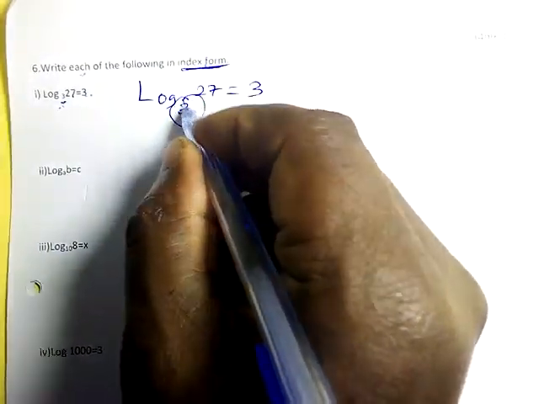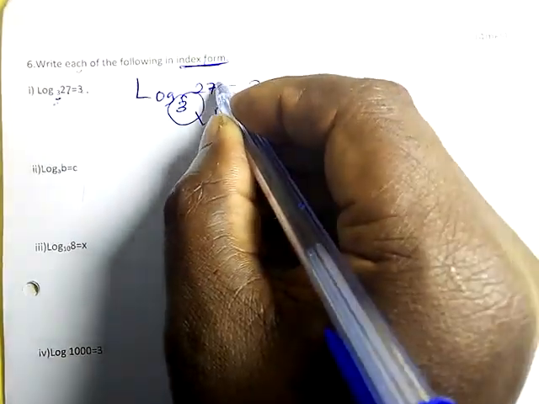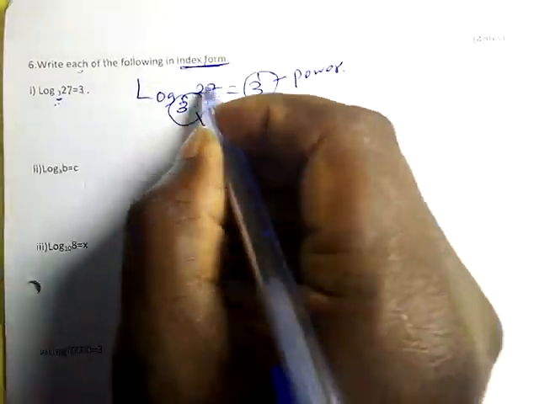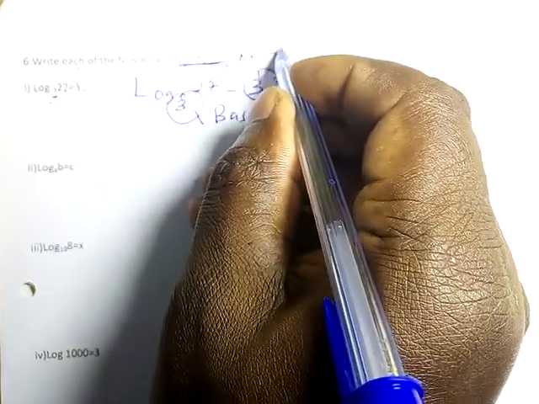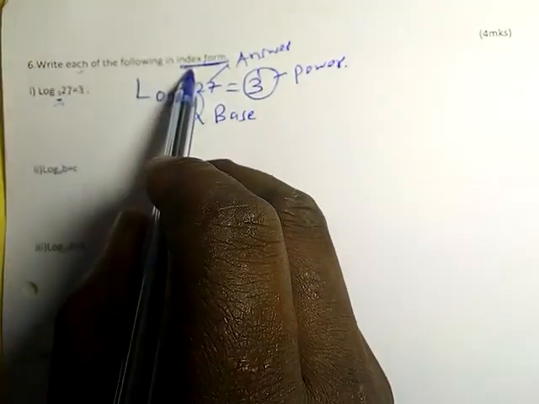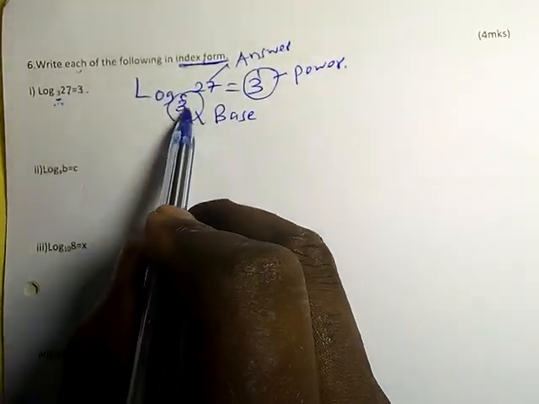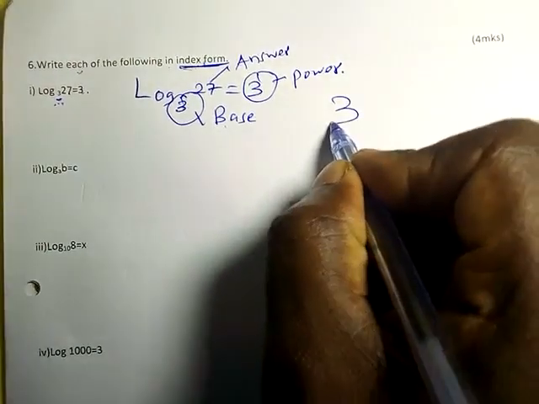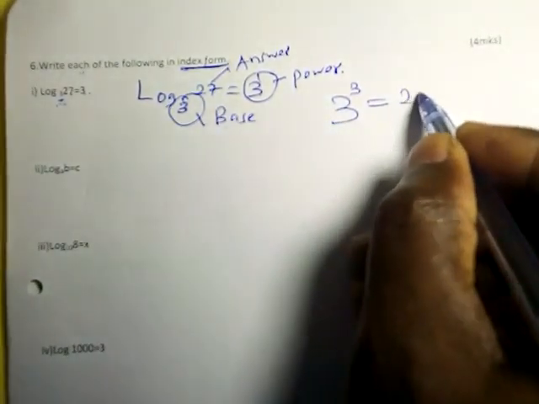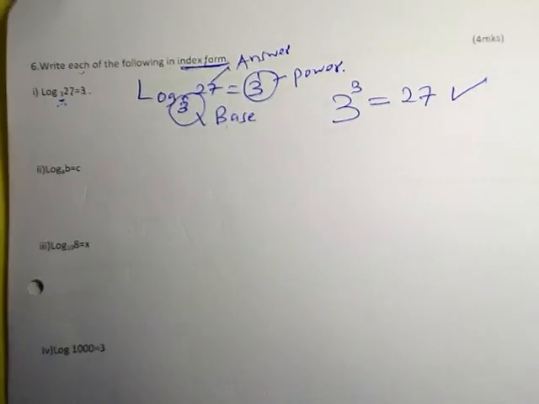Like I have already told you, in log to base 3 of 27 equal to 3, this one is the base, this one is the power, the index, and this one is the answer. So if I want to write this logarithm in index form, the base will always be there. So the base is 3, raised to power 3, and the answer is 27. And that is how you write it in index form.